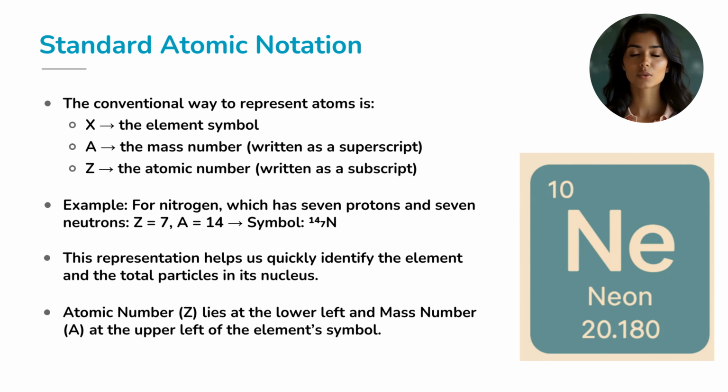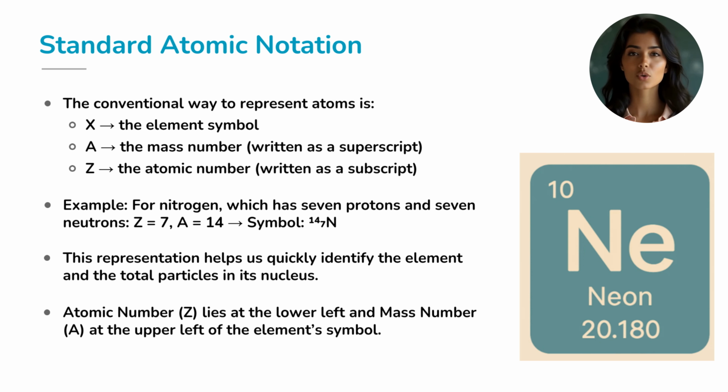At the bottom left we write the atomic number. That's just the number of protons. Let's write nitrogen as an example. We write 14 over 7 followed by the letter N, nitrogen. This tells us that nitrogen has 7 protons. And because 14 minus 7 equals 7, it also has 7 neutrons.